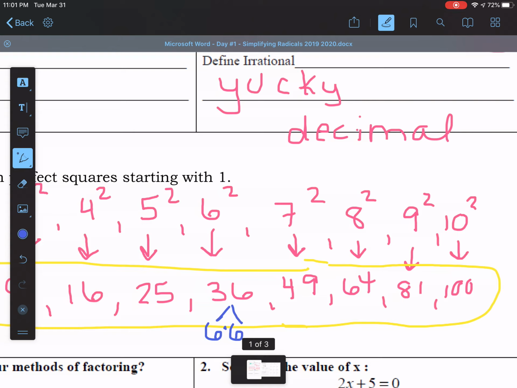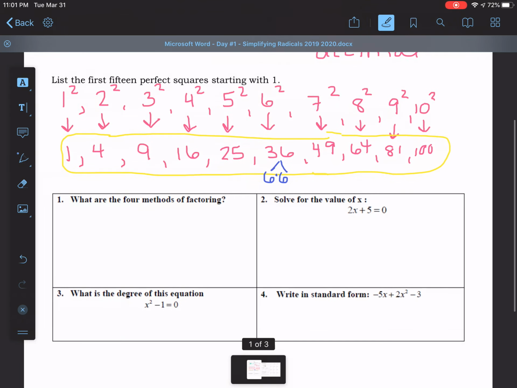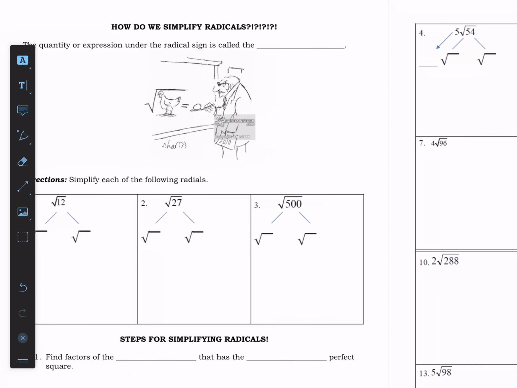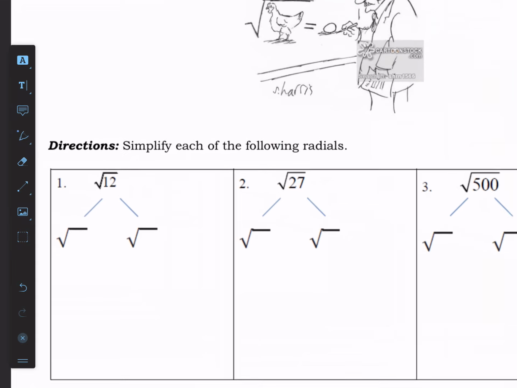So we are going to be today talking about our perfect squares and then you'll see in a minute, simplifying radicals. Okay, so I'm going to skip over this for right now. I'd like to just get into the good stuff. So let's talk about radicals. The quantity or expression under the radical sign is called the radicand. This is the radicand. My terrible little math joke, the square root of a chicken is the egg. So funny, I know.